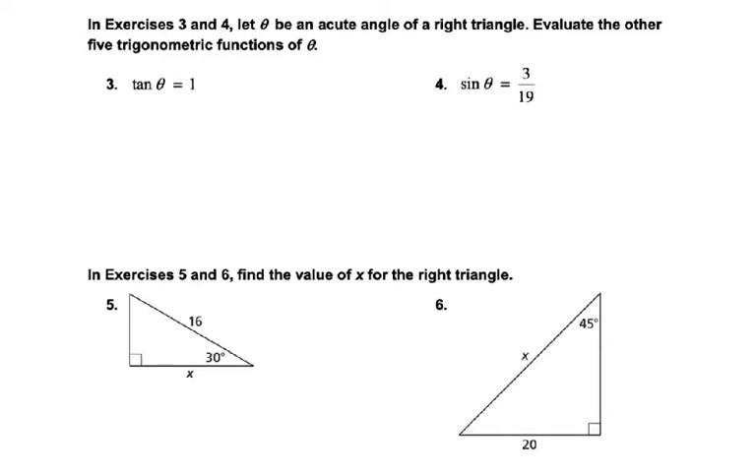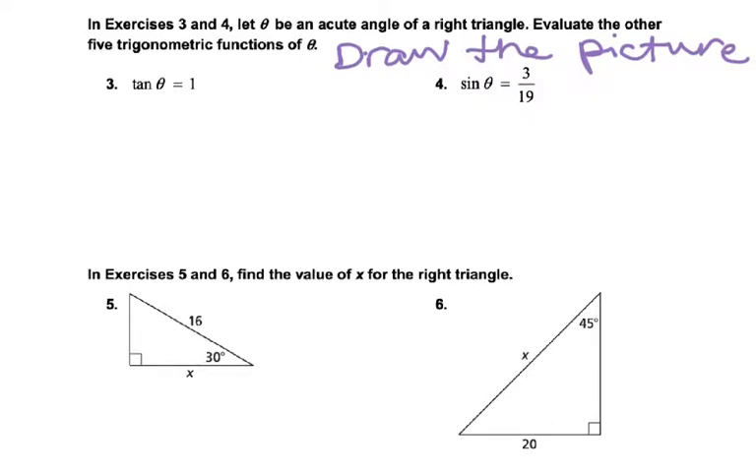Evaluate the other 5. So basically what we have to do is draw the picture, and then we can figure out what it looks like. Try to make it as realistic as possible. If the opposite side over the adjacent side, that's what tangent is. Tangent is, okay.